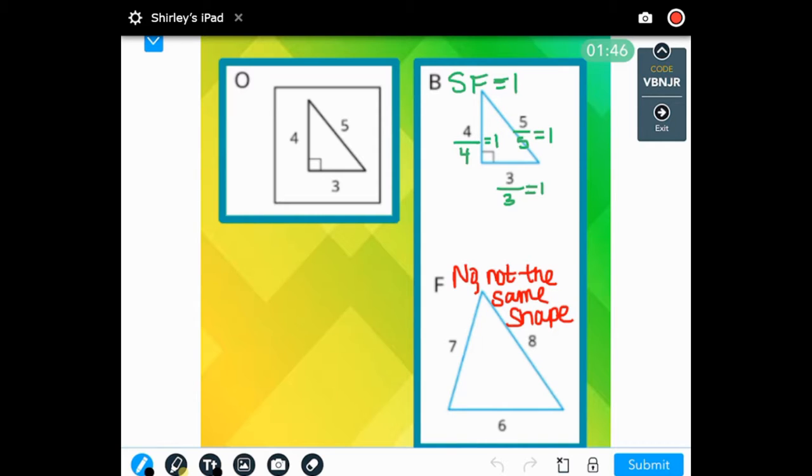And then practice doing that same work that I did. Find your scale factor. Find a scale factor by dividing corresponding lengths. If you get the same scale factor, then that tells you it's a scaled copy.